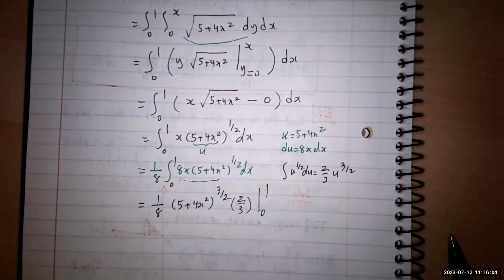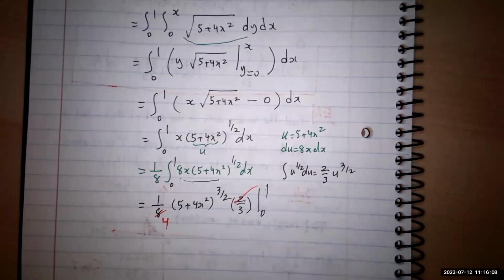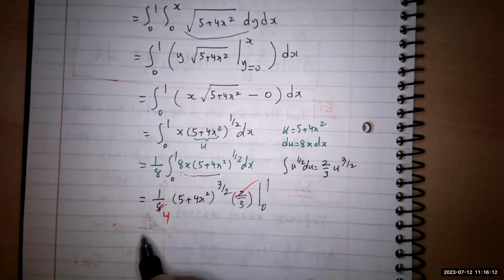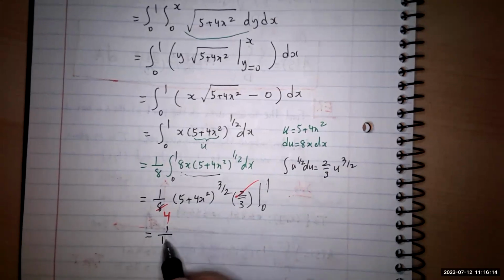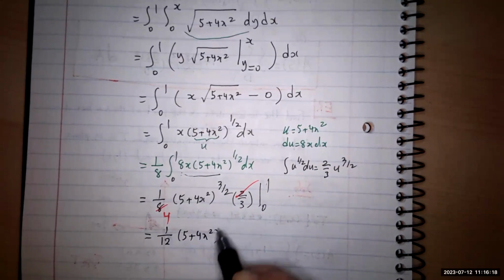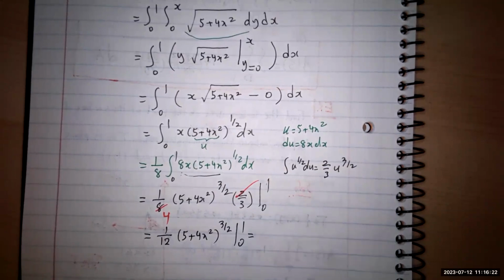Now I simplify this one first, and then I substitute. That would give me 4 times 3, 12. So I have 1/12 times 5 plus 4x squared to the 3/2, to be evaluated from 0 to 1. You substitute if you put x equal to 1.